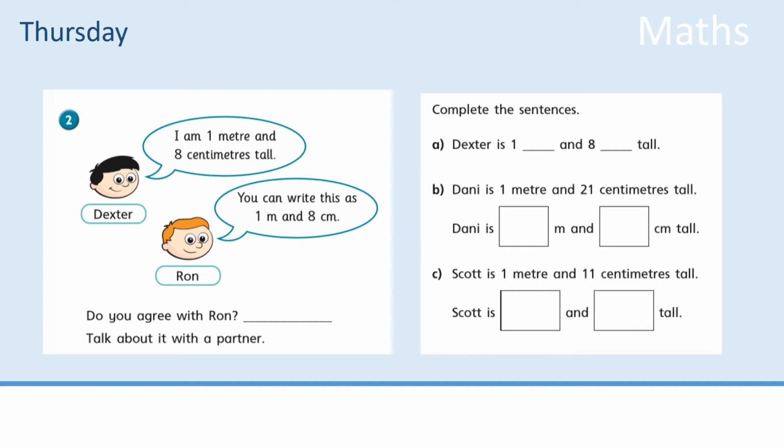So in your books, I would like to see A and I would like to see the sentence. Dexter is 1 and 8 tall. And then B, I would like to see Danny is metre and centimetres tall. And then C, I'd like to see Scott is and tall. Please pause me now.